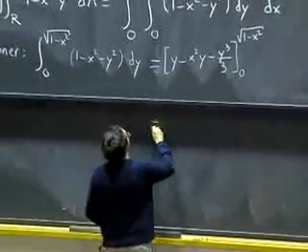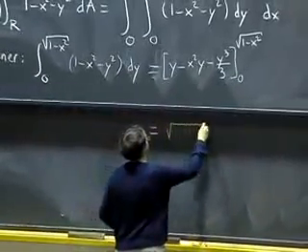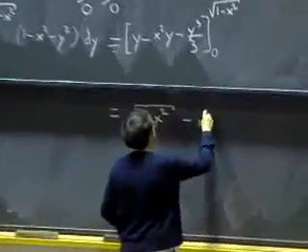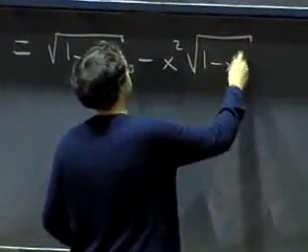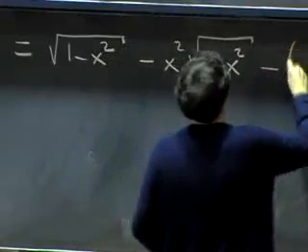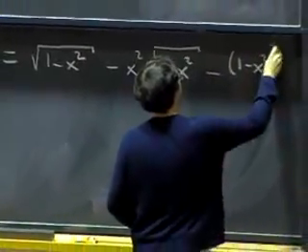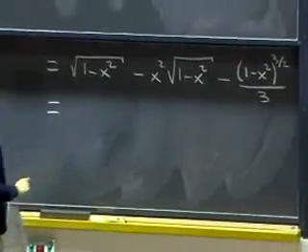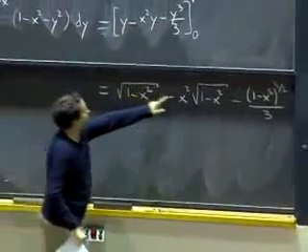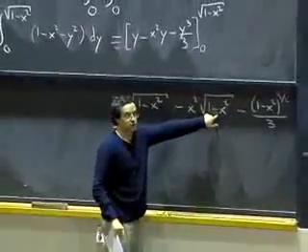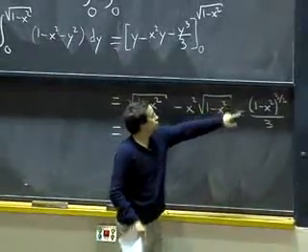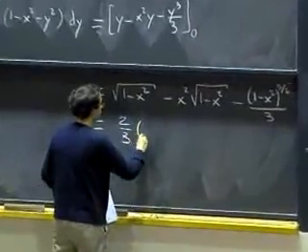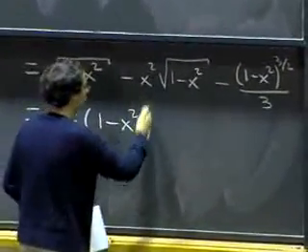And then that becomes, well, root of 1 minus x squared minus x squared root of 1 minus x squared minus 1 minus x squared to the 3 halves over 3. And actually, if you look at it for long enough, this is 1 minus x squared times square root of 1 minus x squared. So in fact, that simplifies to 2/3 of 1 minus x squared to the 3 halves.